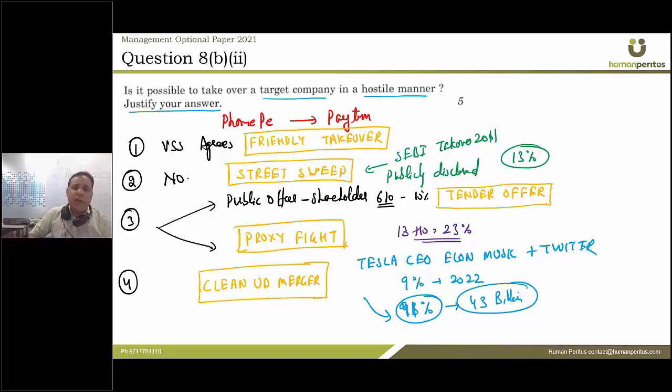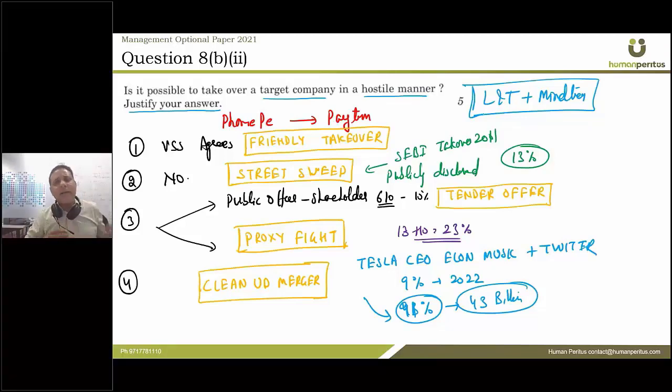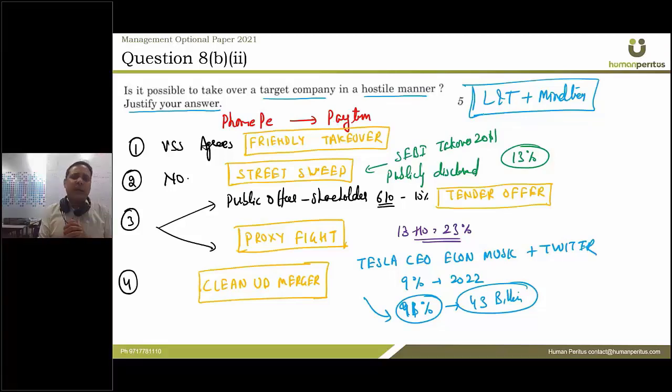Another example from the Indian context can be that a couple of years back, L&T tried to acquire Mindtree through a hostile takeover. So to answer the question, is it possible to take over a company in a hostile manner? Yes, it can be done, and this is how it can be done. But of course, it is a difficult process, it is a long process, and the target company also has a lot of tactics through which it can disrupt the plan of the acquirer company.